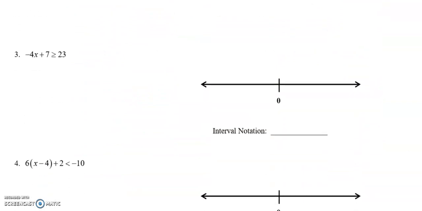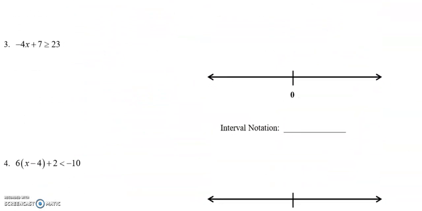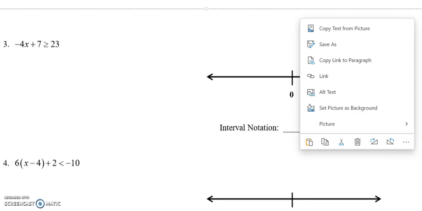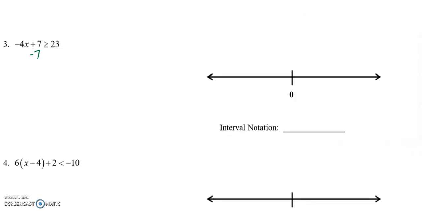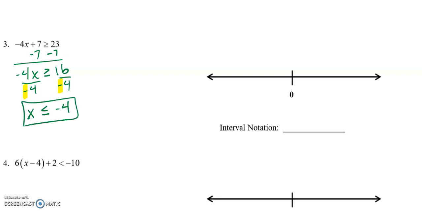Let's try number 3. What I'm going to do first, I'm going to subtract 7 from both sides. I get negative 4x greater than or equal to 16. Then I'm going to divide both sides by negative 4. So when I divide by that negative 4, I get x now less than or equal to negative 4.